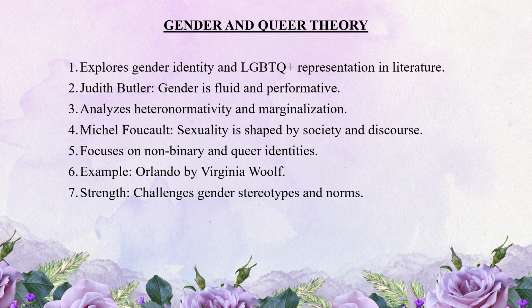Next we have gender and queer theory. It explores gender identity and LGBTQ+ representation in literature. Judith Butler: gender is fluid and performative. This analyzes heteronormativity and marginalization. Michel Foucault says sexuality is shaped by society and discourse. This focuses on non-binary and queer identities. Example, Orlando by Virginia Woolf. This challenges gender stereotypes and norms.